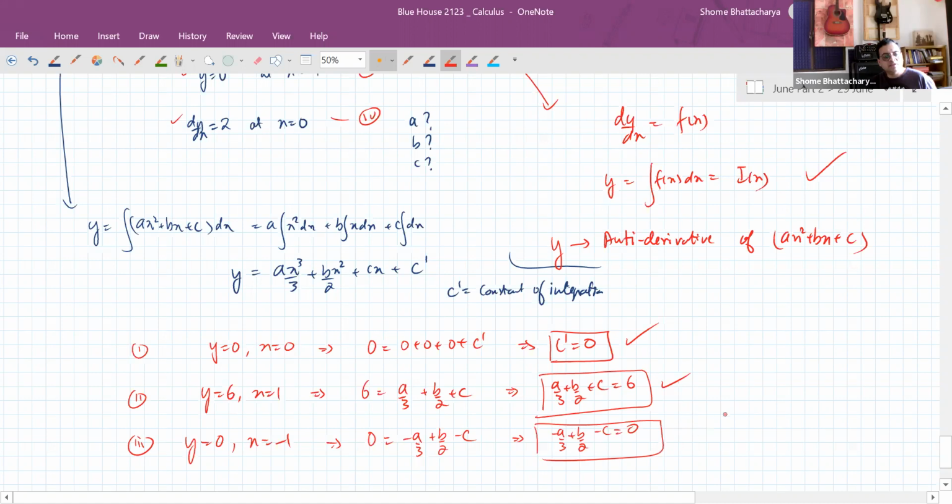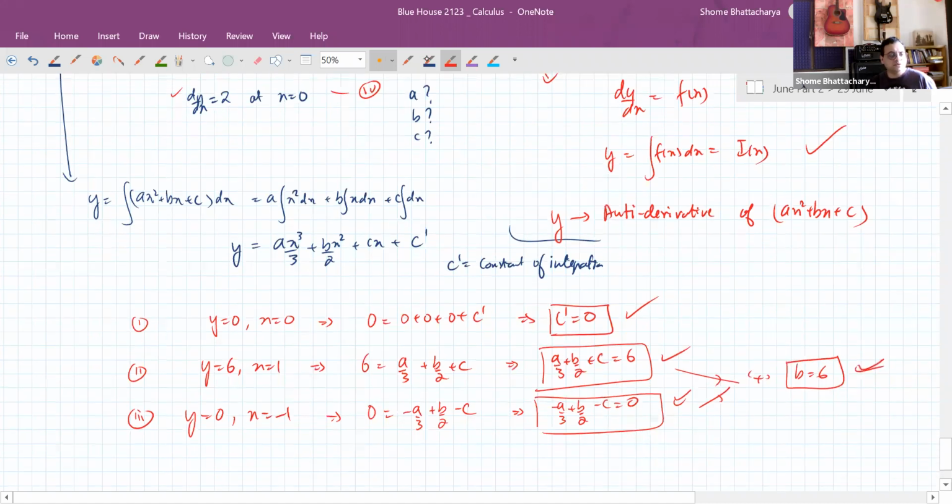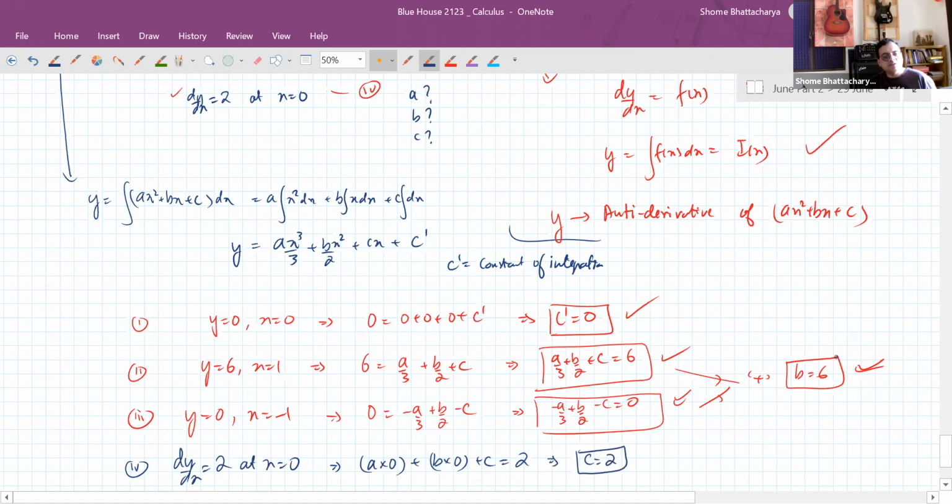So now you can see that if we just add these two equations, we get b is equal to 6. Okay. And finally use the fourth thing that dy by dx is equal to 2 at x equal to 0. So dy by dx is equal to 2 at x equal to 0. So that means a into x square plus b into x plus c is equal to 2. So that means c is equal to 2. So now I've got c prime, b and c. Now I need to find the value of a.